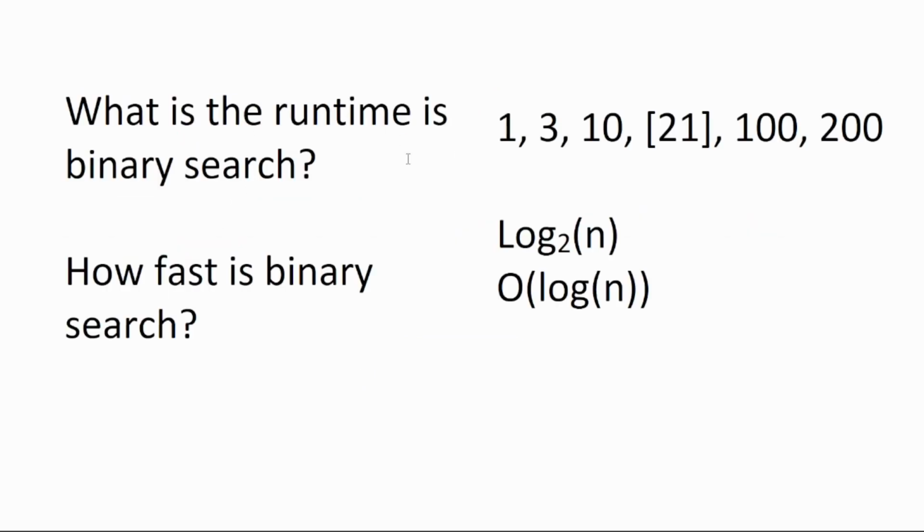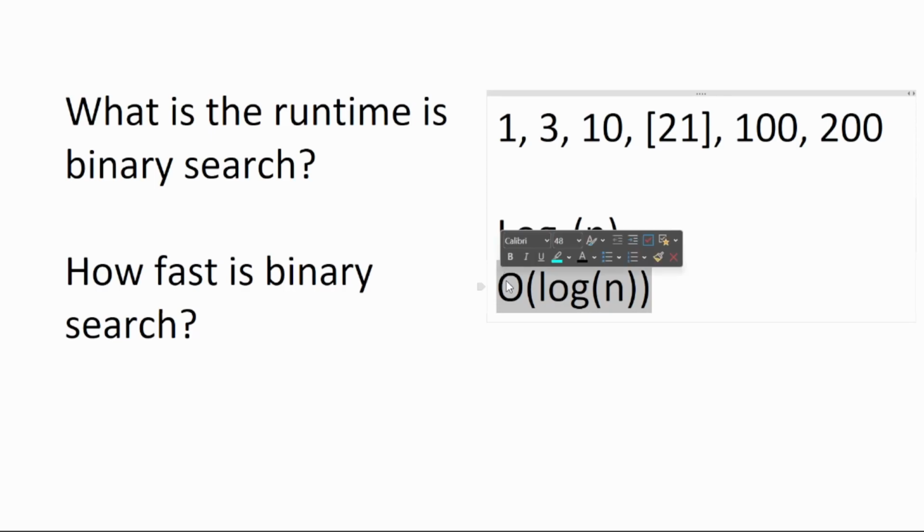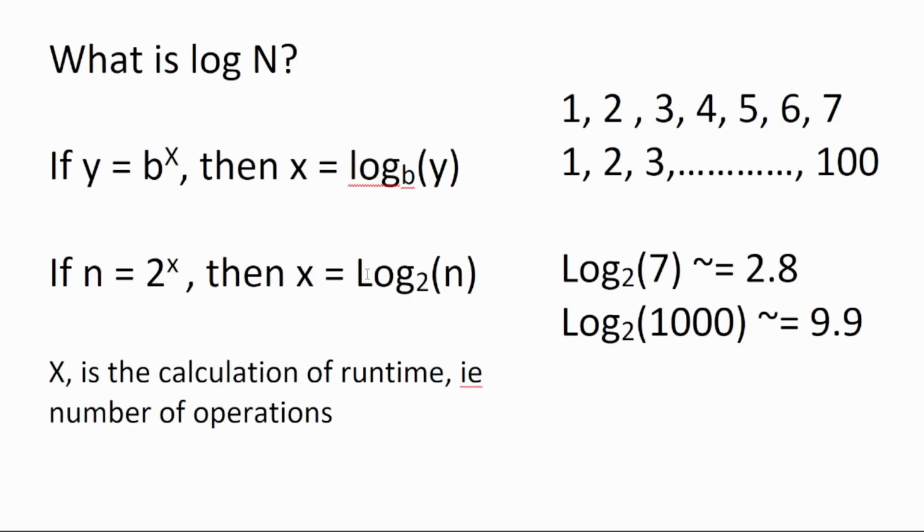What is the runtime of binary search, or how fast is binary search? Since we have the array and we are constantly dividing it by half, which is dividing it by 2, log in computer science is base 2 instead of base 10. Therefore, our runtime is log n. What exactly does log base 2 of n mean, right? In math, we learned the formula if y equals b to the power of x, then we have x equals log base b of y.